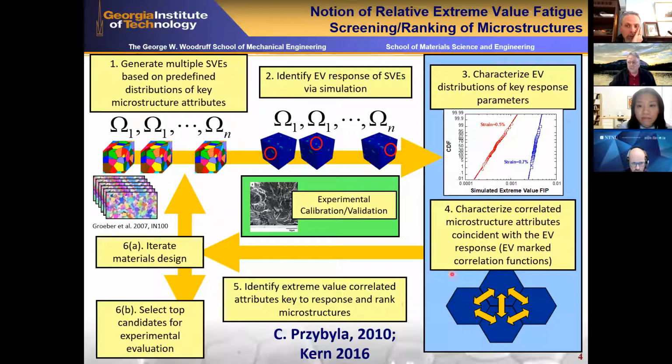We can take that information from these extreme value cumulative distribution functions. In this case, it's a so-called Gumbel distribution, which is one of the 3 extreme value distributions. And then we can iterate the process route to improve the microstructure for purposes of materials design, or we can select top candidates of process routes or microstructures for a given composition.